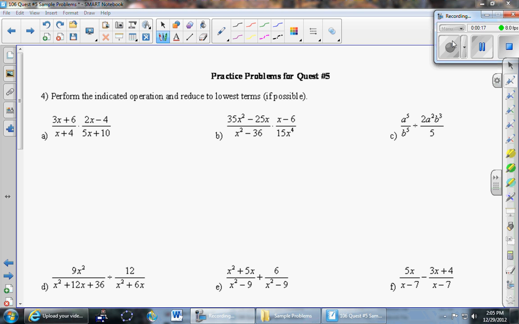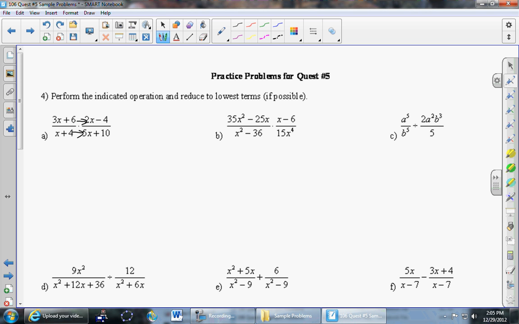You're welcome to just go straight across and start foiling everywhere, but if you do, you're not going to end up with the most simplified answer possible. The main idea with just about every problem on this page is to factor first. So let's factor everything we see here.